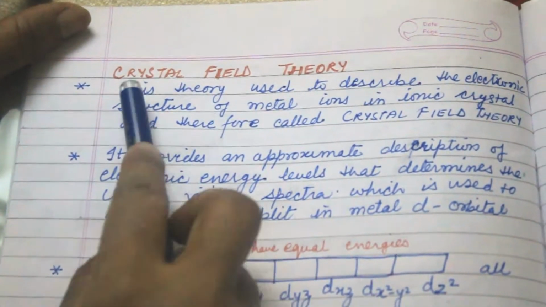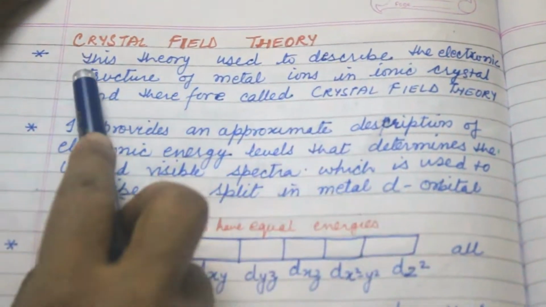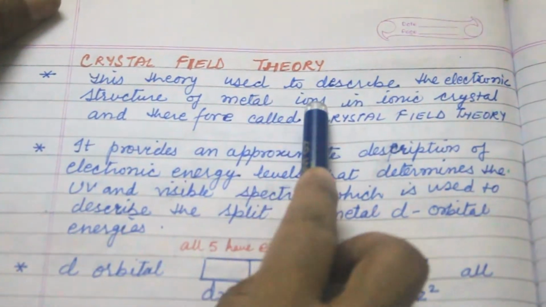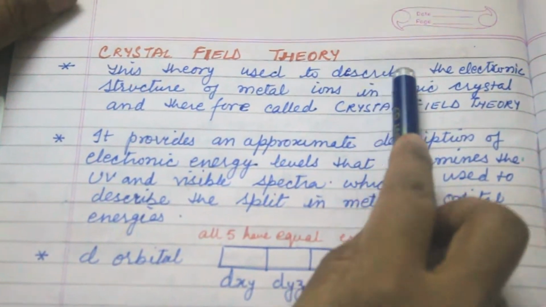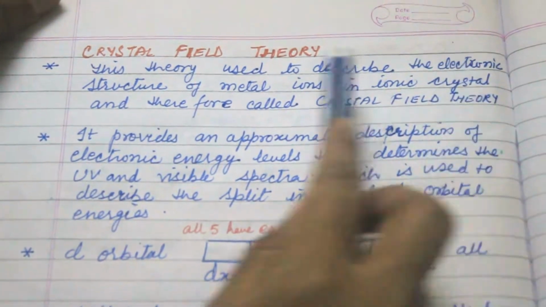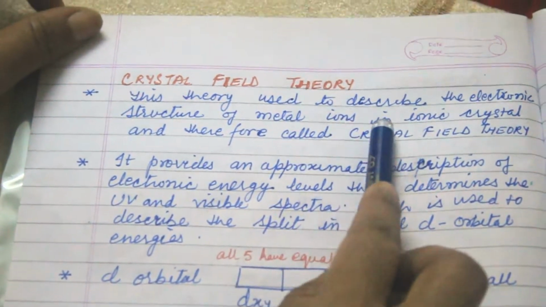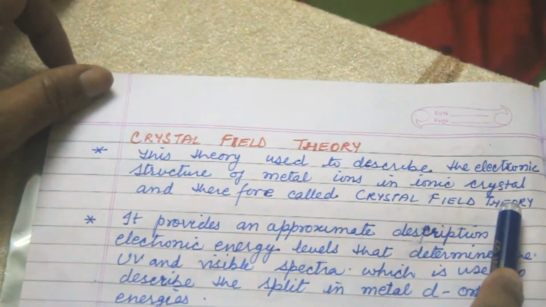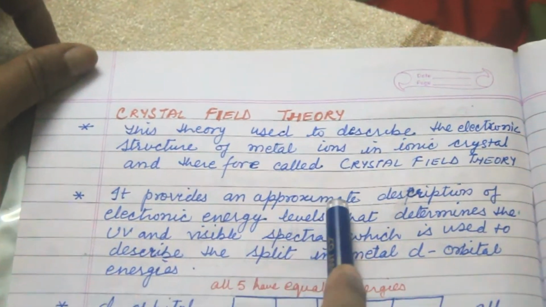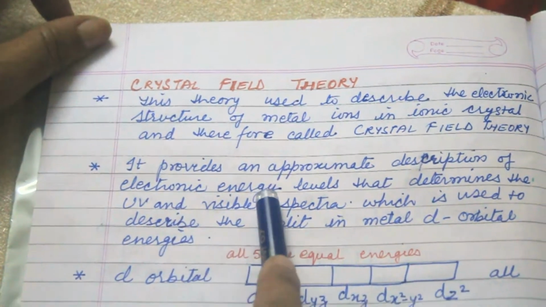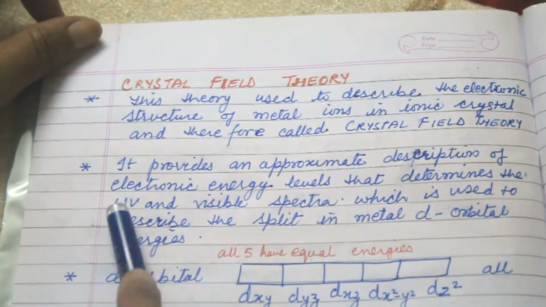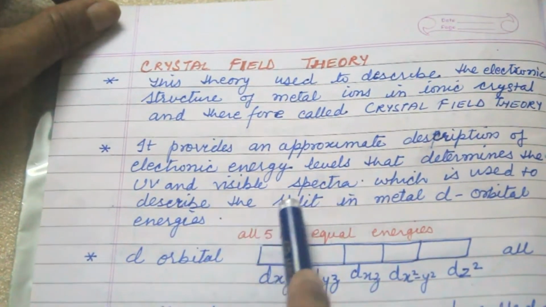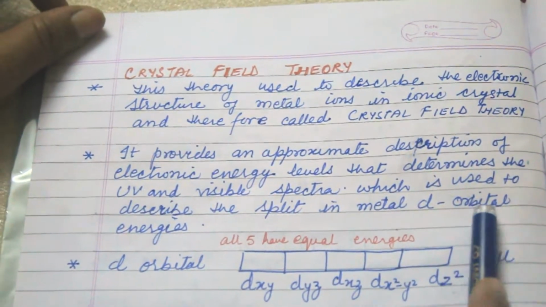Student, today my topic is crystal field theory. This theory is used to describe the electronic structure of a metal ion. I repeat, this theory is used to describe the electronic structure of a metal ion in an ionic crystal and therefore is called crystal field theory. It provides an approximate description of electronic energy levels that determine the ultraviolet and visible spectra, and it is used to describe the splitting in the metal d orbital energy.